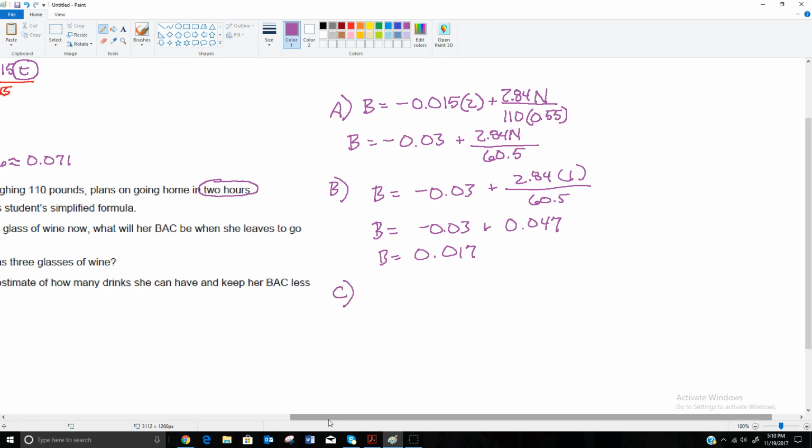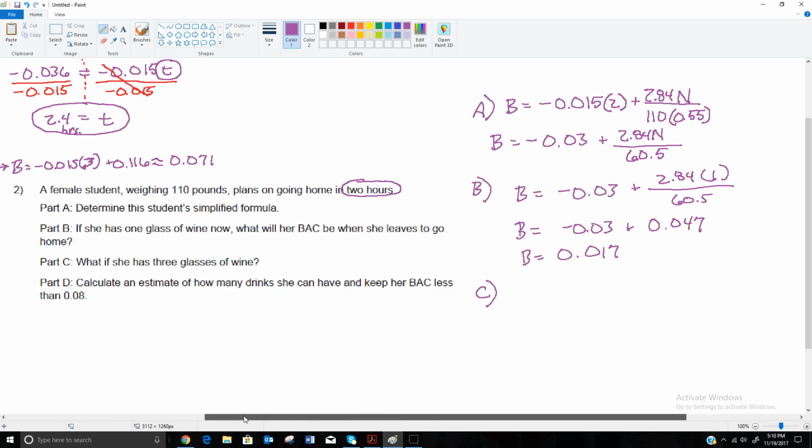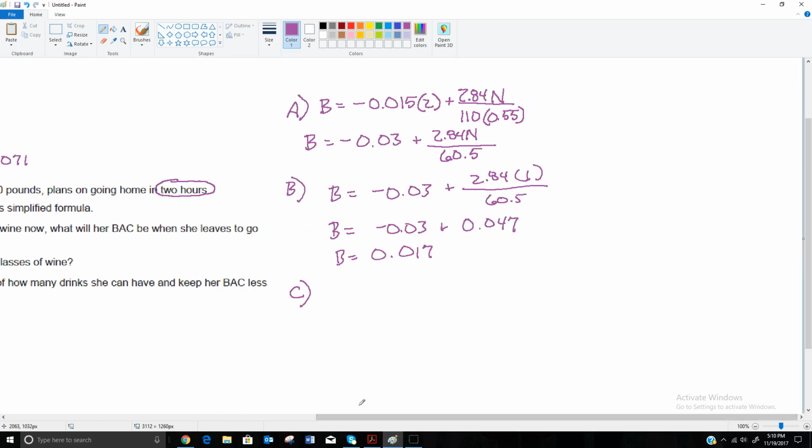The next question, though, says, what if she has 3 glasses of wine? So we're going to do the same process, but instead of a 1 here, we're going to put in a 3. So B equals negative 0.03 plus 2.84 times 3 over 60.5, because all these other things, her weight and her gender and the number of hours, all stay the same, so I don't need to redo that. I can just use the simplified formula and put in the 3.